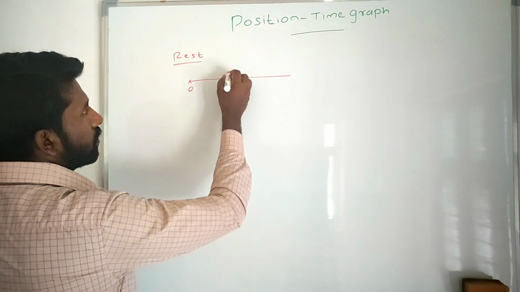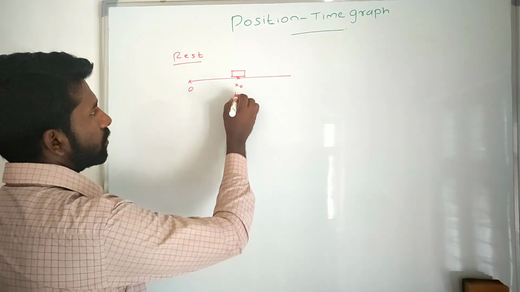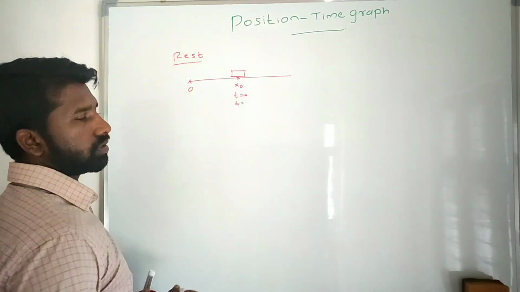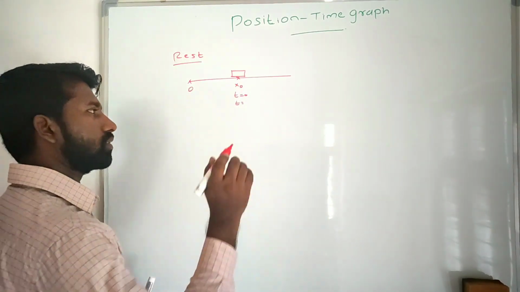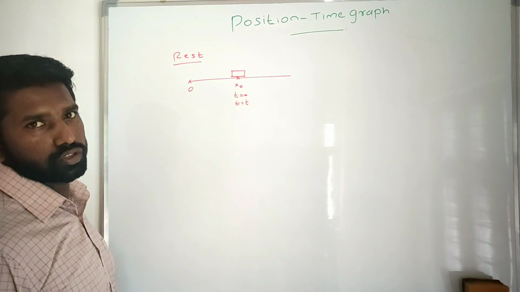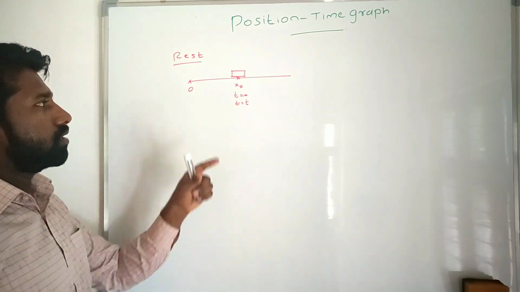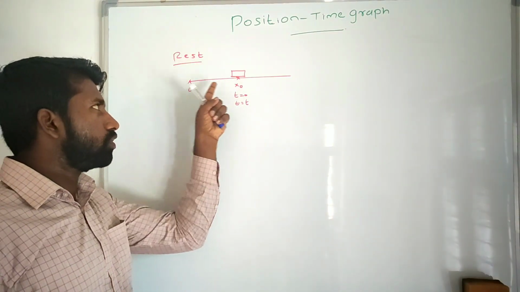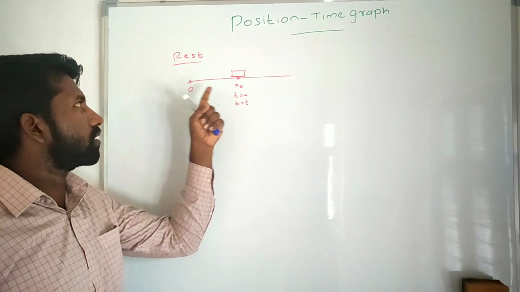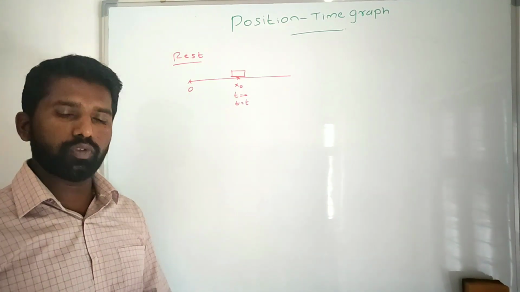Origin. The position of the body is at x0 when time t is equal to 0. When time is 3 seconds, it is the same, x0 itself. After t time also, the body is at the same position x0. So we can see that from the origin to the point, the distance is constant. So we can say that this body is at rest. So this we have to draw in a position time graph.